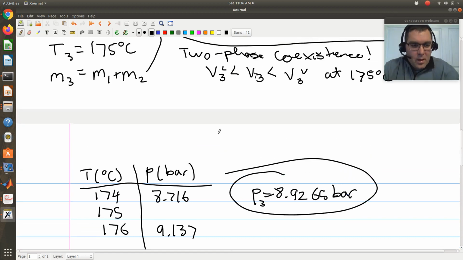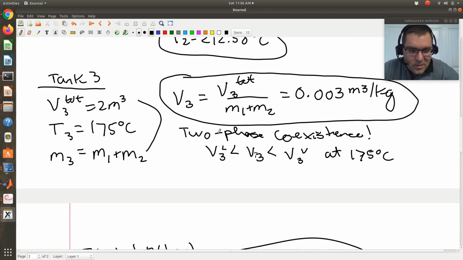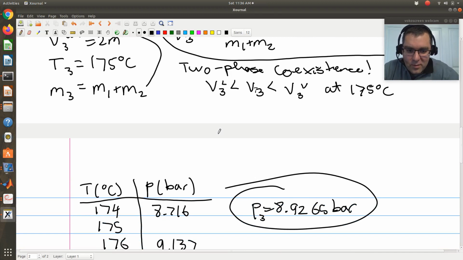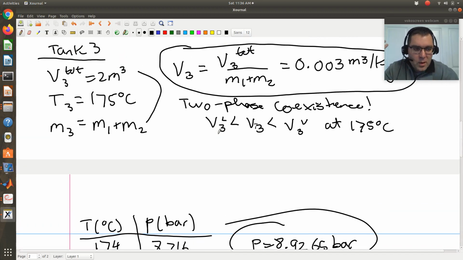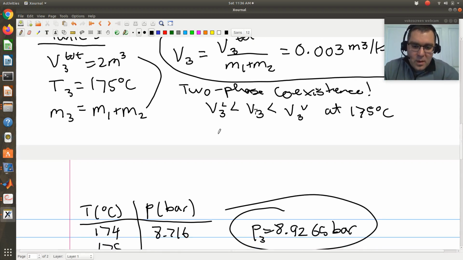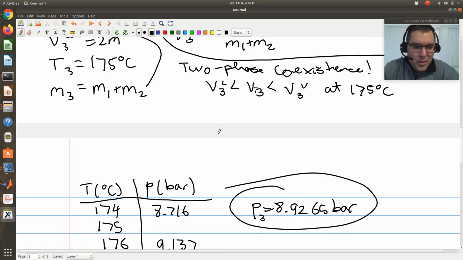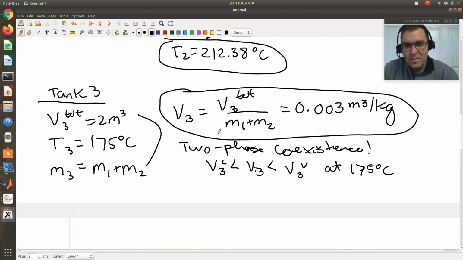This problem did honestly seem a little odd because there shouldn't be a first law balance or anything of that nature involved. I'm just taking the mass of tank 1 and the mass of tank 2 and combining them in the third tank. Since I know the total volume and the mass, I can calculate the specific volume of that tank, and I know the temperature. That gives me two independent intensive properties, which pins down the state of my system. Since my specific volume is between the saturated liquid and vapor at 175 degrees C, it must be a two-phase system. So no first law balance here, but fun playing around with the steam tables and figuring out what we had. Hope that helps.